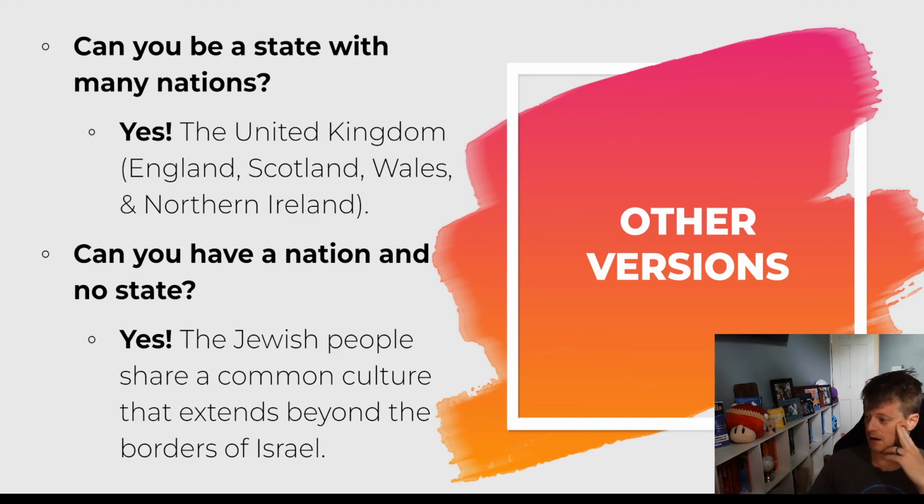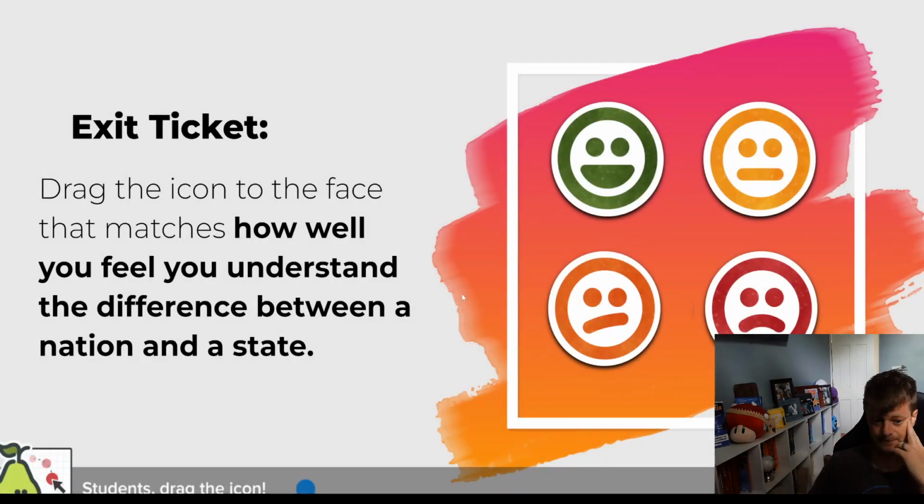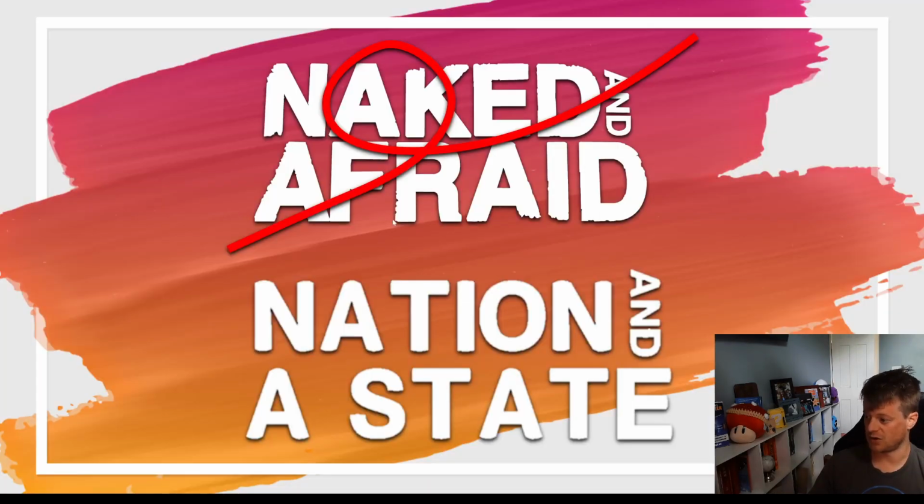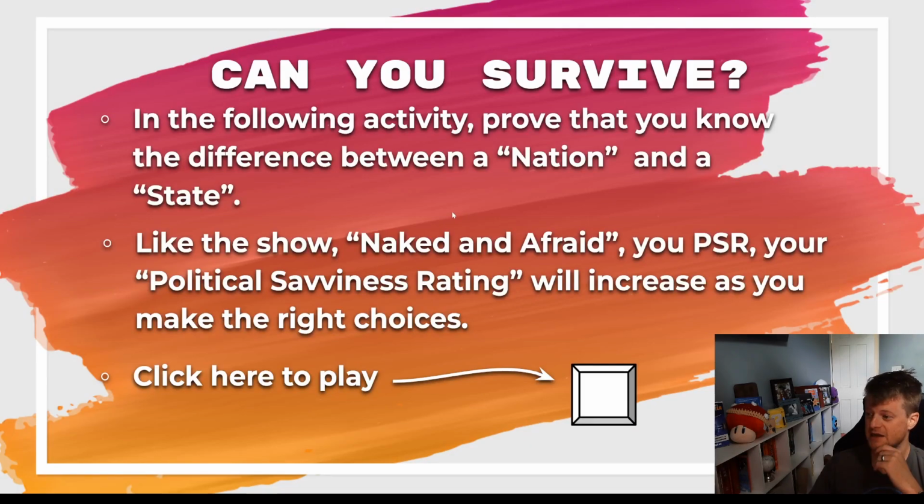So, excellent. All right. Here's what you're going to do. Go ahead and finish out this exit ticket. Once you've done that, you're going to play a little game that'll help you practice the difference between these two things. I made this based on the game Naked and Afraid, just renamed it to Nation and a State. And you are going to see if you can tell the difference intelligently between the two.